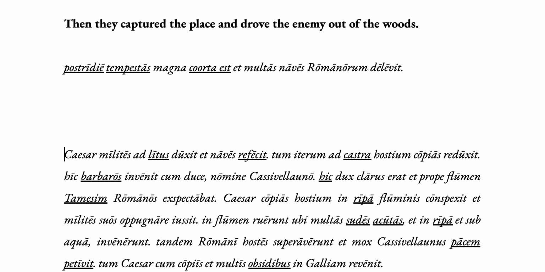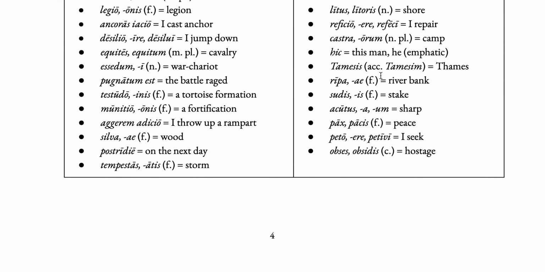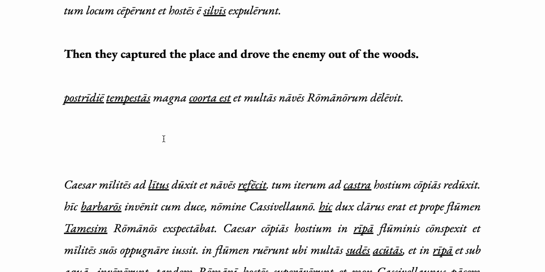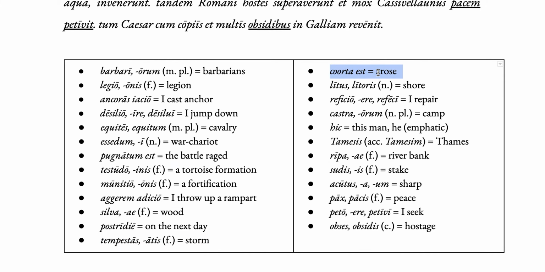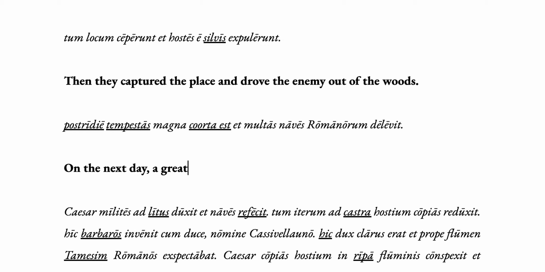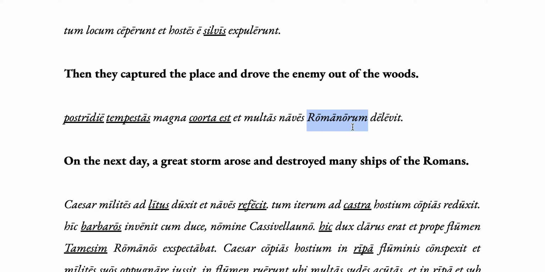Okay, next sentence. Postridie, that's given to you. So postridie, here it is, on the next day. So on the next day, a tempestas magna. Now, tempestas is a storm, and orta est means arose. So a great storm arose, and what else did it do? It destroyed, delevit. It destroyed, and the object is multas naves, that means many ships. And you can tell that that's the object because multas is accusative plural, many ships of the Romans, Romanorum genitive plural.